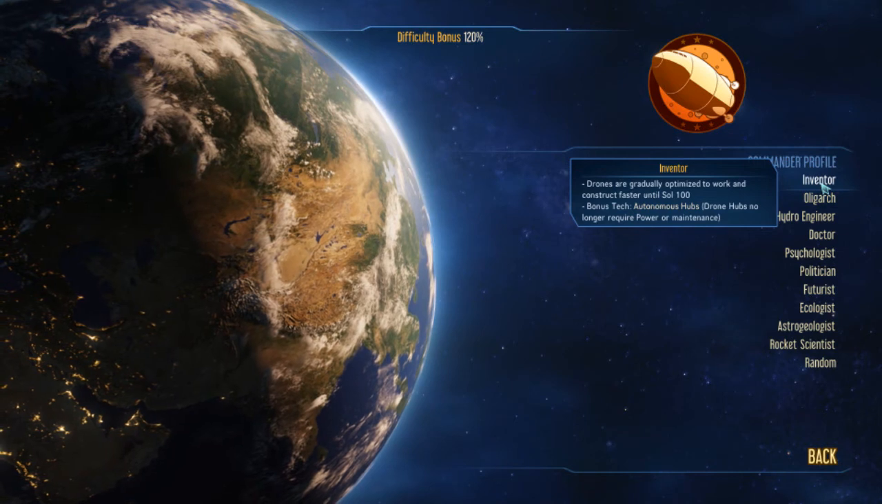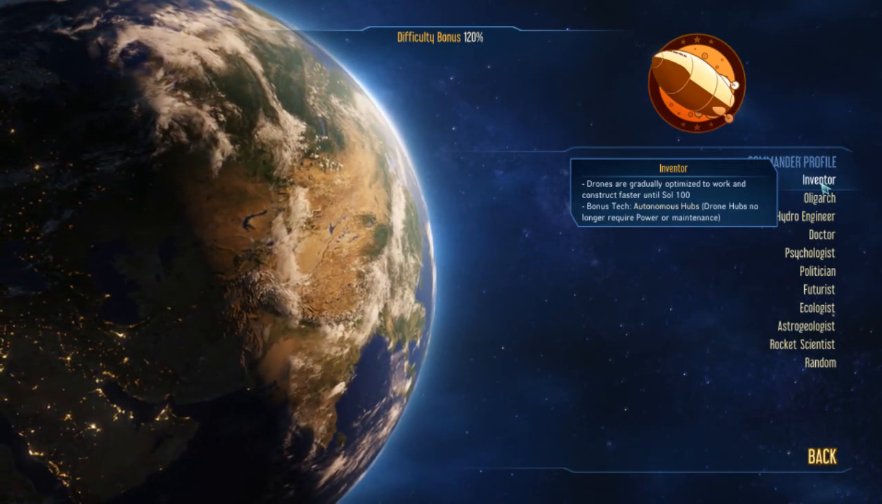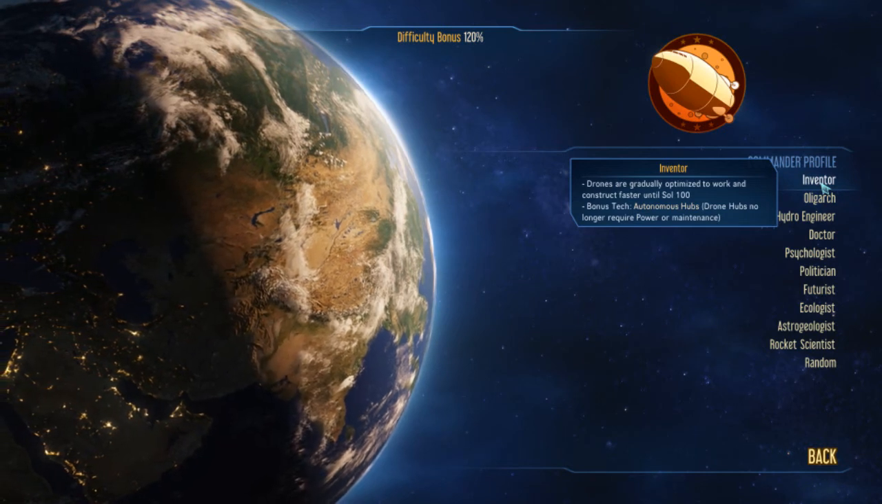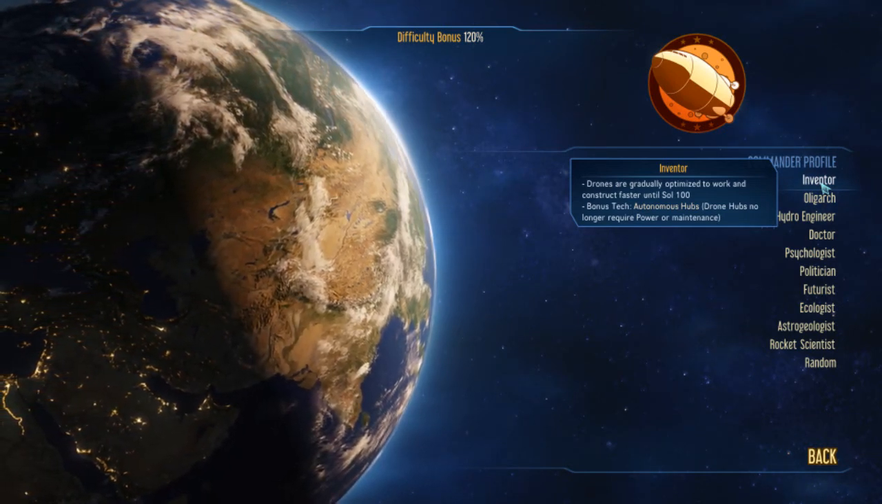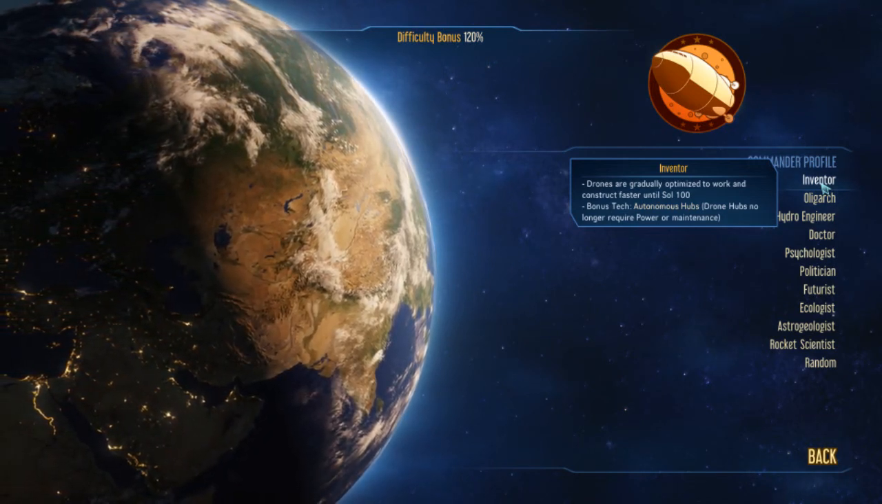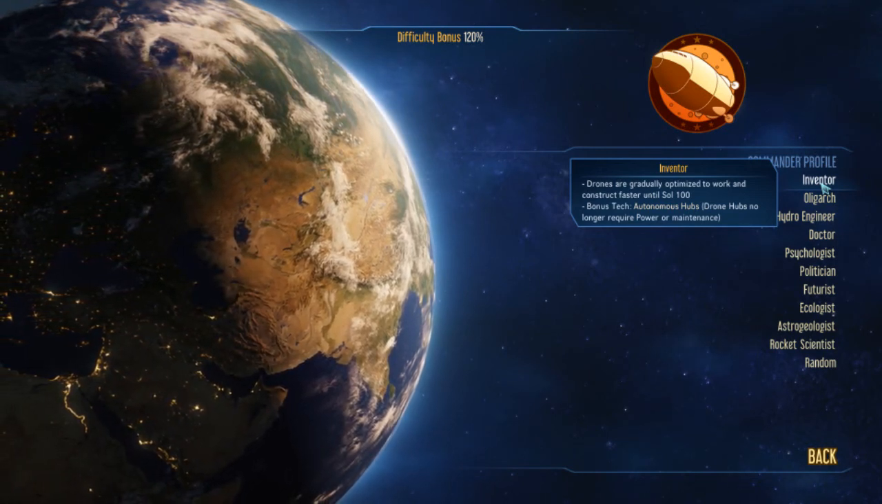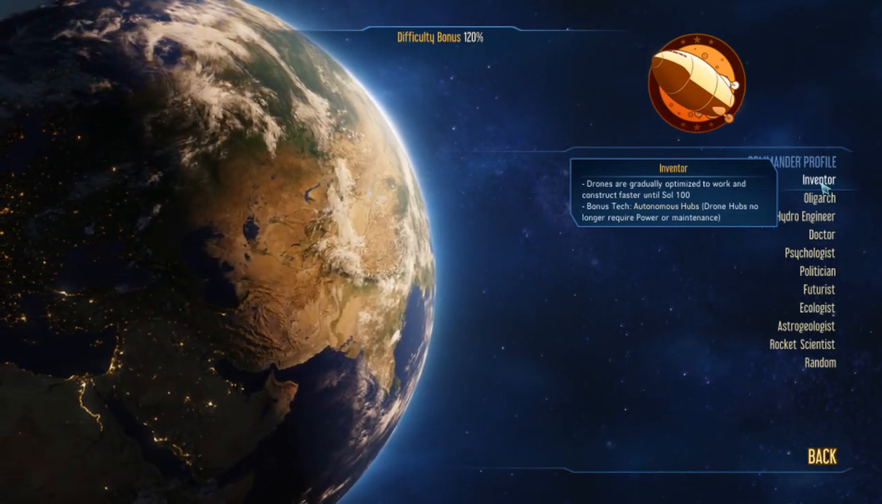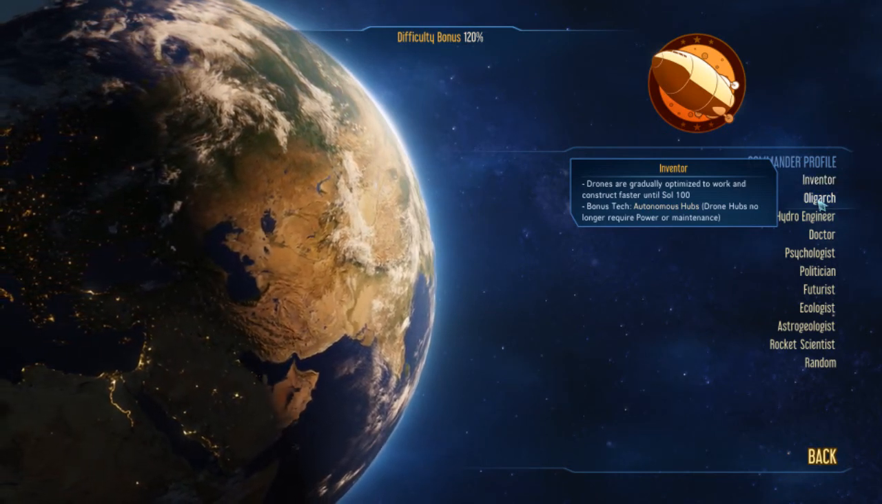Broadly speaking, I think that it's better to have well-placed drone hubs and to build lots of drones or bring lots of drones if you want to have that sort of stuff getting done. Autonomous hubs, drone hubs no longer require power or maintenance. This lets you slam these down all over the place. There's another interesting thing about autonomous hubs that's quite good though. If you have autonomous hubs, then you don't have to get that breakthrough tech, which means that that's another open slot for a better breakthrough tech, because autonomous hubs is not on the standard tech list.